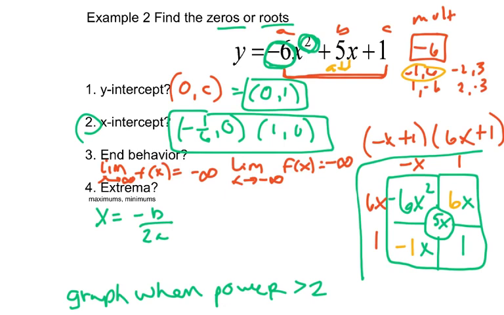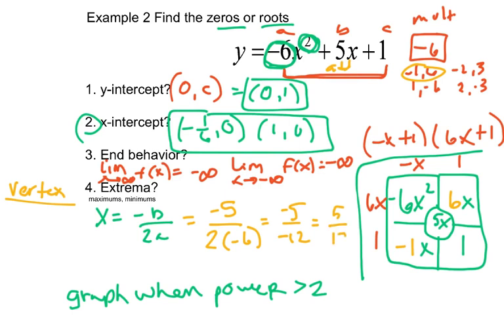So our b value, as we said up top, is 5. So negative 5 over 2 times negative 6. Which means that our x value for the vertex is going to be negative 5 over negative 12, or 5/12. That's a lovely number, as our x value.